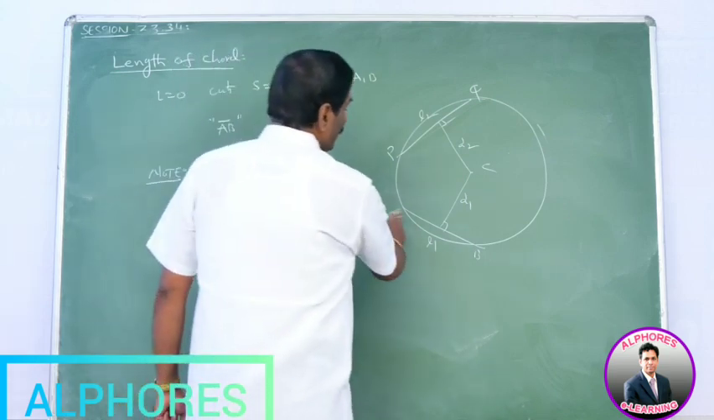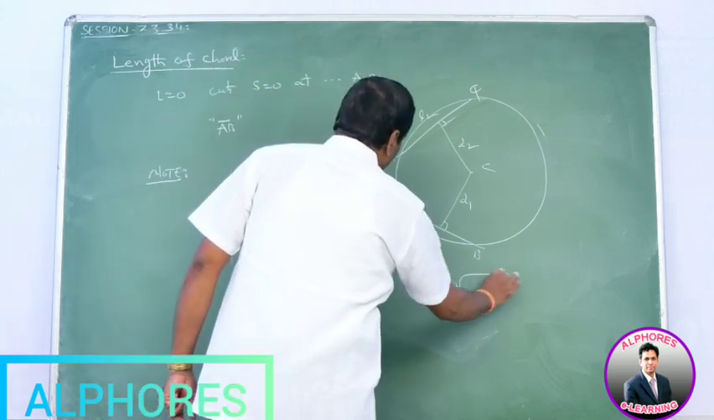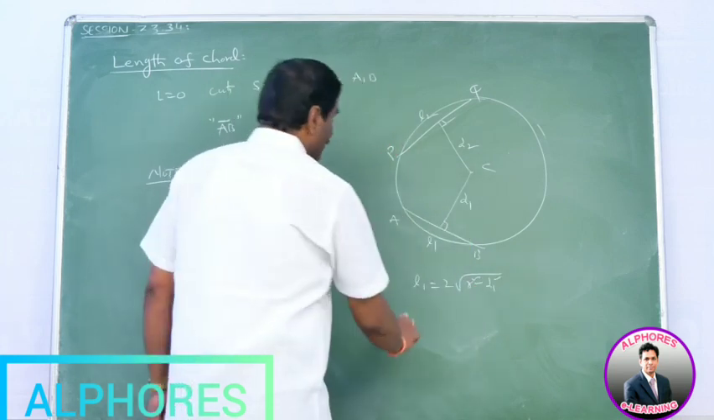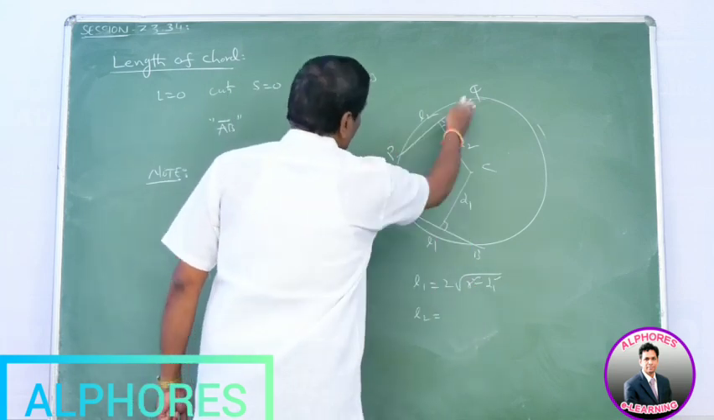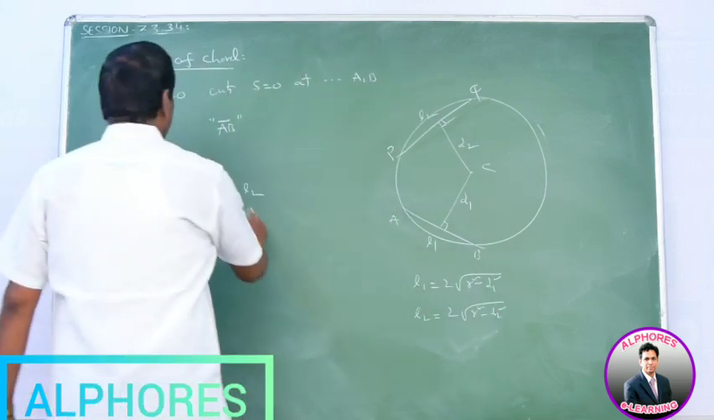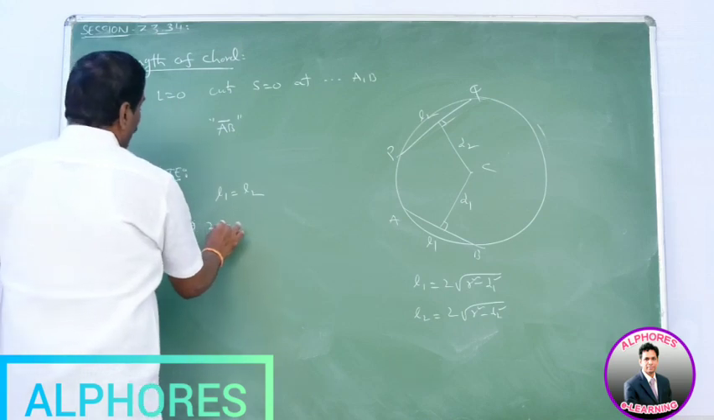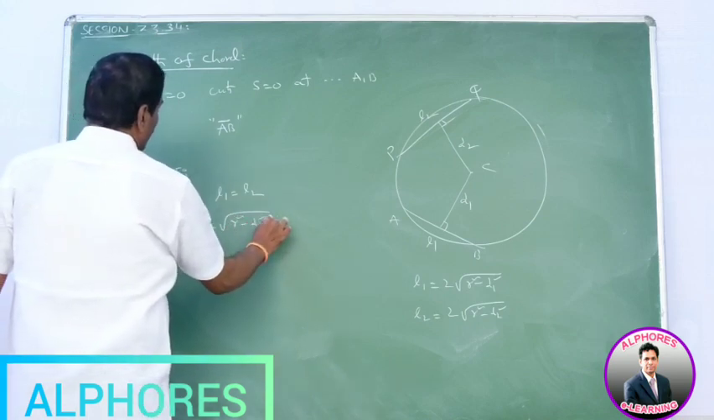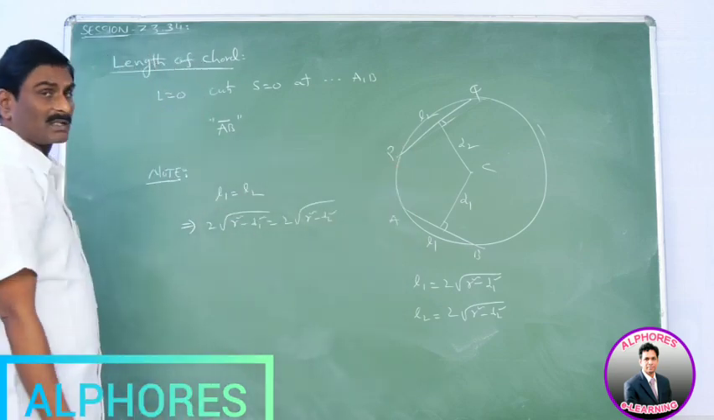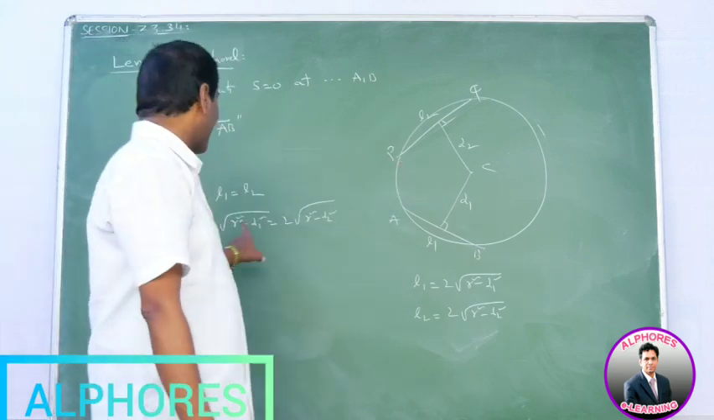By using the length of the chord, L1 is equal to 2 root R square minus D1 square. The length of the second chord PQ is L2 is equal to 2 root R square minus D2 square. But from the given, L1 is equal to L2. That means 2 root R square minus D1 square is equal to 2 root R square minus D2 square. In both cases the circle is the same, that means the radius is the same.